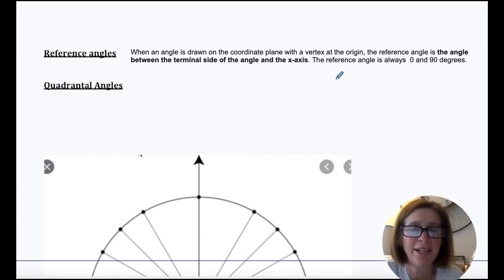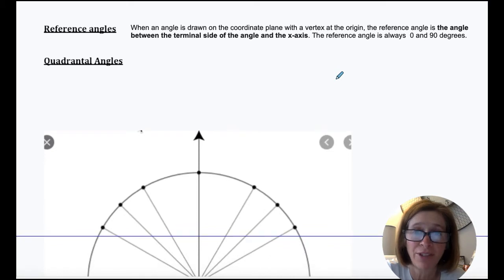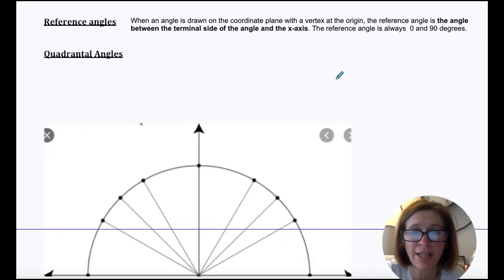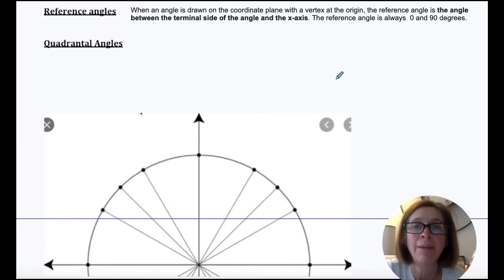Hi everyone, it's Coach Fred here, and today we're going to be following up on what we learned in class today regarding reference angles and just making sure you understand the angle measures in the unit circle that we found. And I'm going to add a few to it.